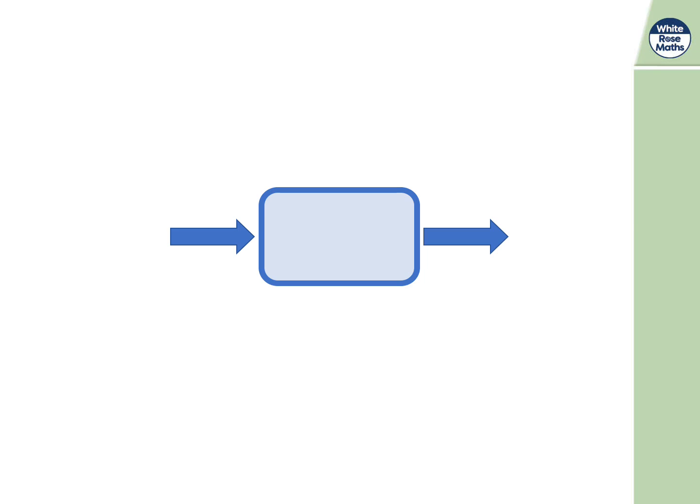Hello. Here is our first example of a function machine. A function machine has an input, a function, and an output. The function will simply contain an operation. Let's have a look at an example.